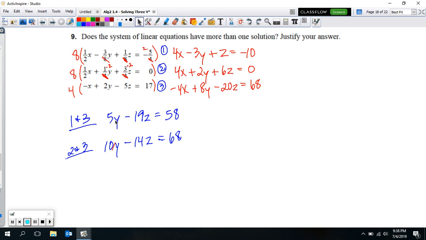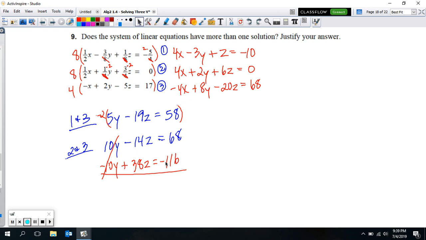So at this point we want to get rid of one of these letters. It would be easier to get rid of y than to get rid of z. So let's go ahead and multiply this 1 and 3 equation here by -2. So if I multiply by -2, it's going to give me a -10y, and then multiply by -2, it's 38z. Multiply here by -2, that'll be -116.